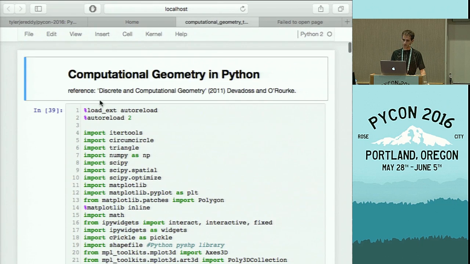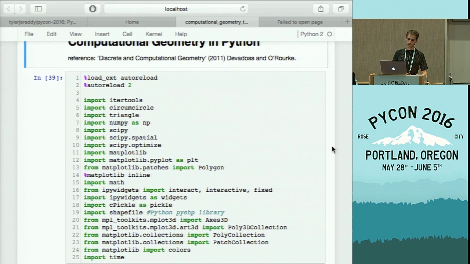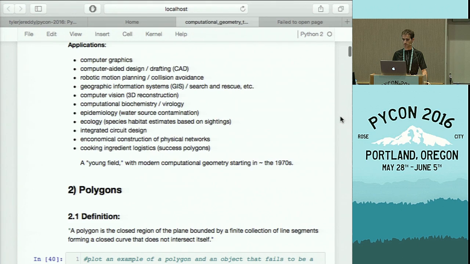One other thing I should mention, the general outline of the talk is based on this textbook, Discrete and Computational Geometry by Devadoss and O'Rourke. That's a language agnostic textbook, so I didn't take any code from it. They're just very useful concepts. So I've taken a lot of what they have in that textbook as guidance for how to structure the talk.